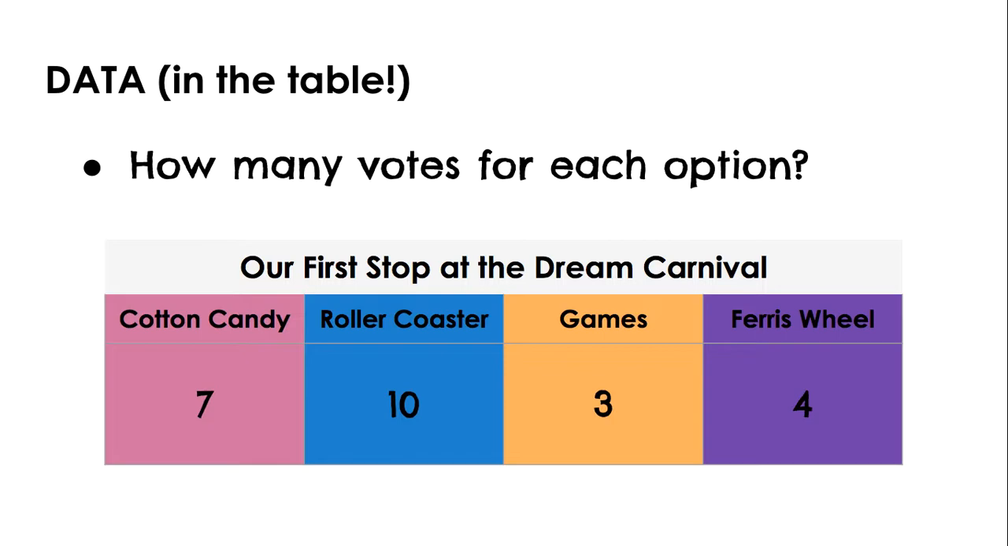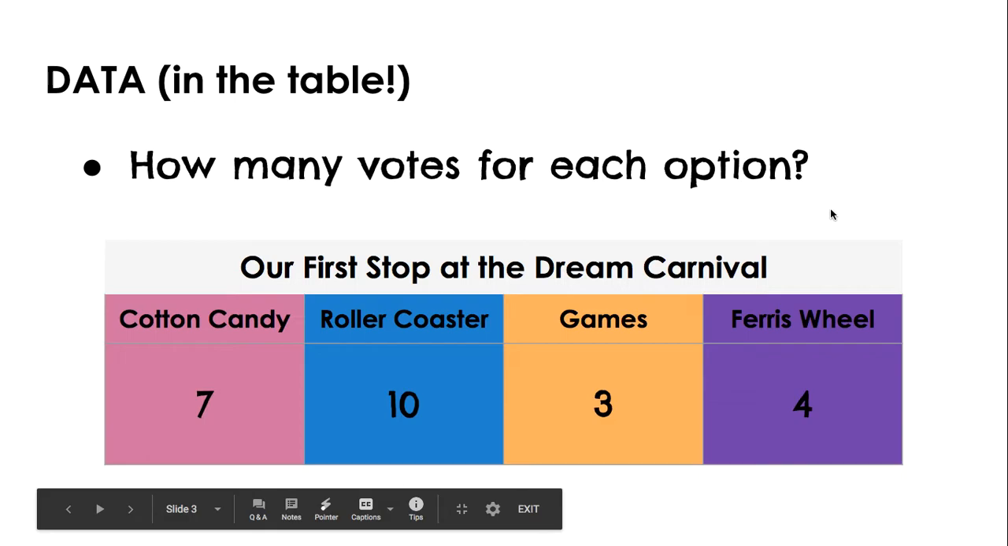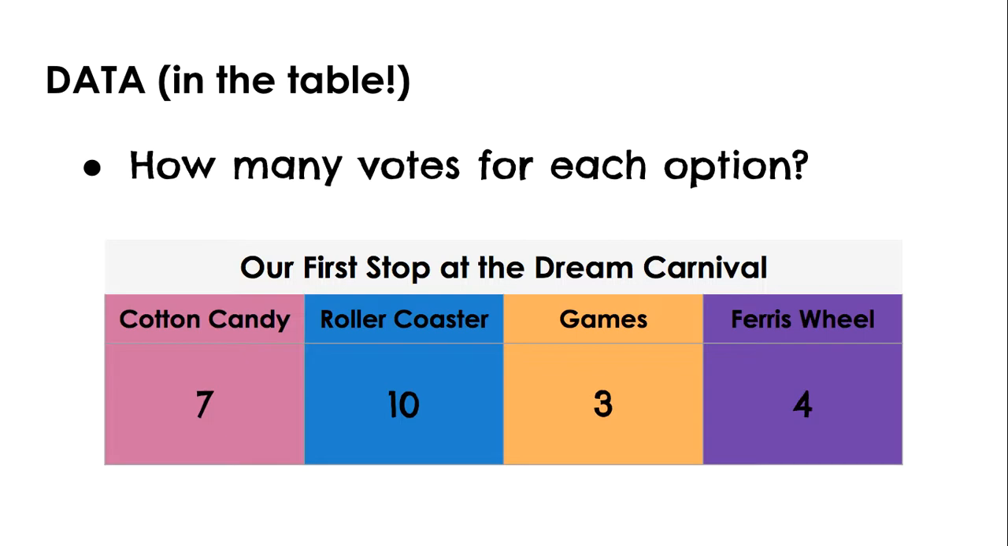So I made up a fake data table for how many votes for each of our options or categories. So here is the table. It is titled Our First Stop at the Dream Carnival. Where would we go first? 7 votes for cotton candy, 10 for roller coaster, 3 for games, and 4 for Ferris wheel. I color-coded them so that when I'm making the bar graph, you can easily see each of the categories come to life. So now that we know our categories and the data in our handy table are 3 graph vocabulary words, we're ready to create our bar graph.